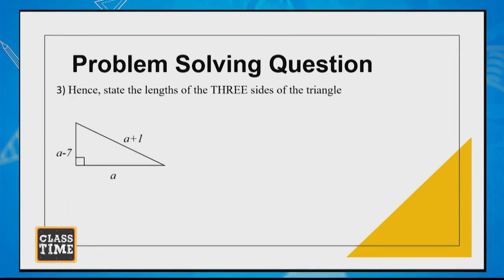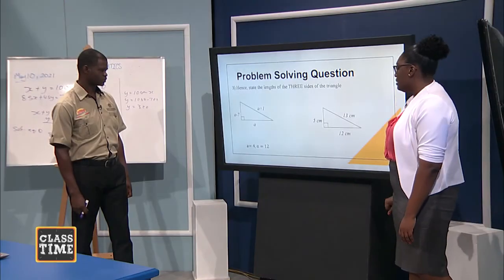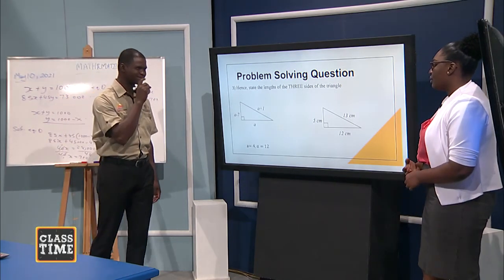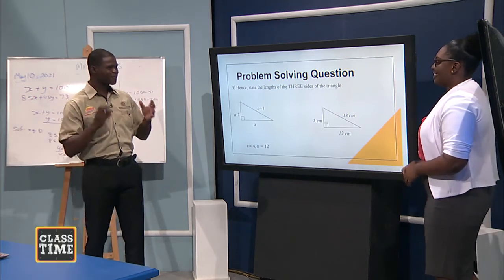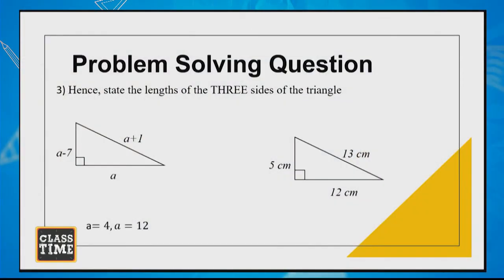So we knew from before that the value of a is either 4 or 12. So if we substituted, in this case the value of a here is 12. And so one side would have been 5 centimeters, the hypotenuse 13 centimeters, and another side 12 centimeters. And I'm hearing someone asking the question: why not 4? We have gotten 2 values, a equals 4 and a equals 12. How did we know that we should use 12 and not 4?